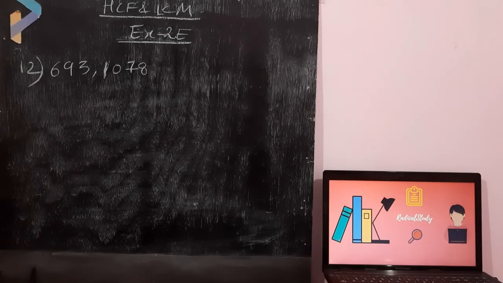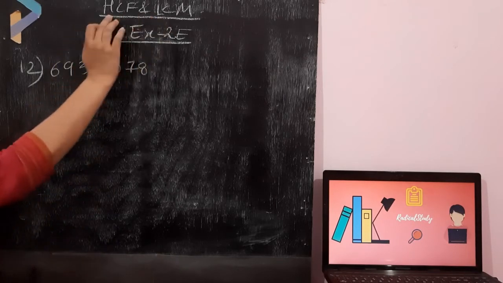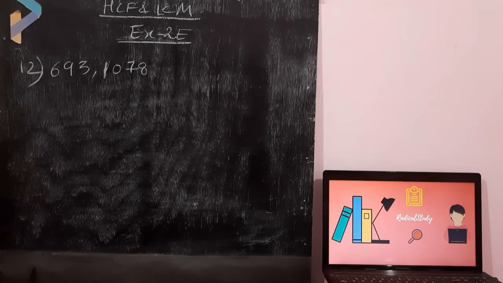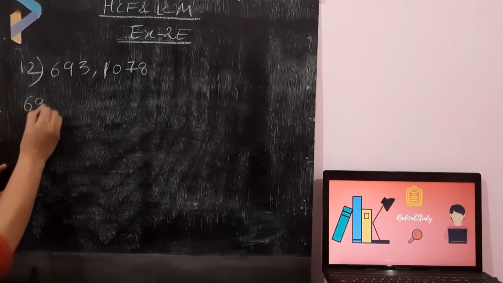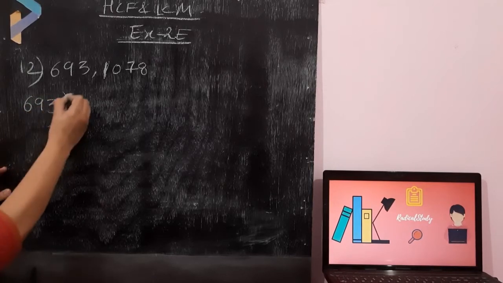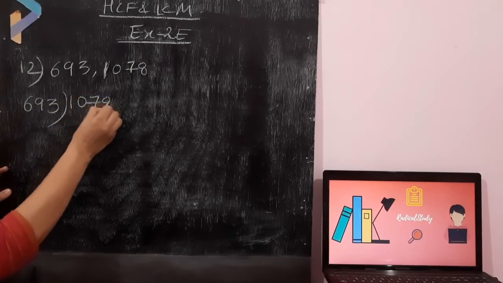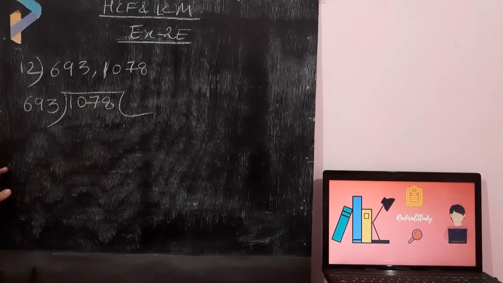So first of all, whenever both HCF and LCM are given, to make it more convenient, what you have to do is find the HCF first. Firstly, you have to find the HCF of the numbers. I am going to use the division method because I find it more convenient.